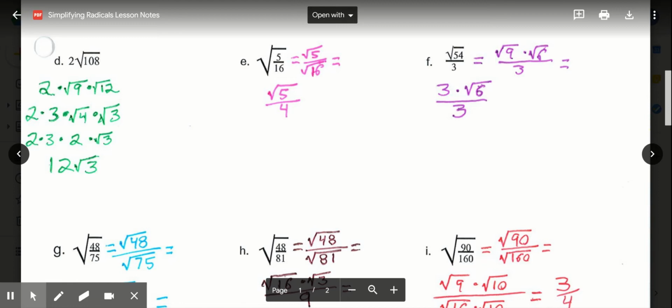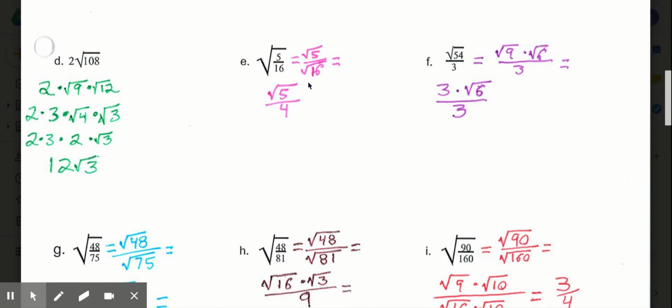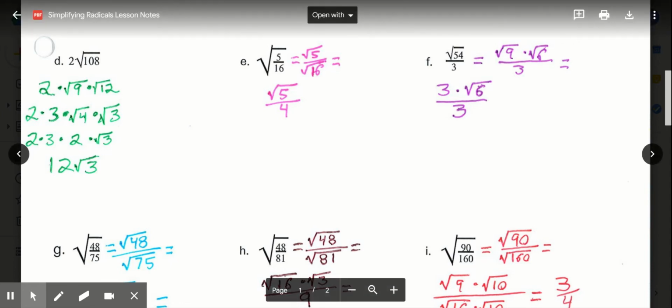In E, we're going to apply our quotient property. Because we have a fraction inside the square root, what we can do is split the top and bottom. Square root of 5 over square root of 16.